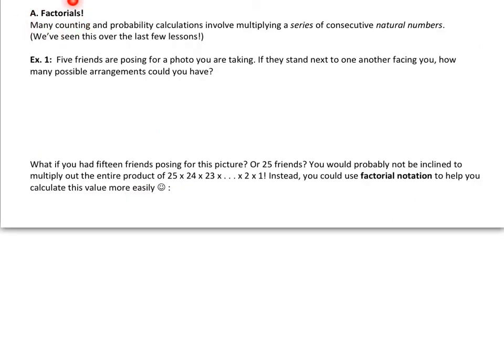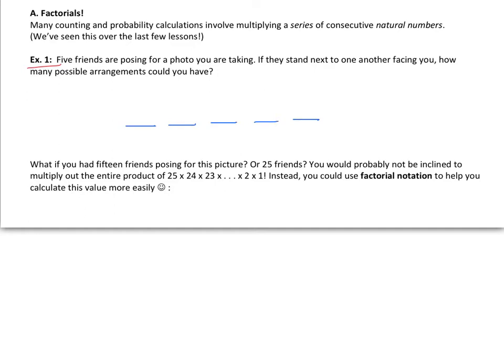Part A, factorials. Many counting and probability calculations involve multiplying a series of consecutive natural numbers, and we've actually seen this before over the last few lessons. So let's take a look at example number 1. 5 friends are posing for a photo that you are taking. If they stand next to one another, facing you, how many possible arrangements could you have?